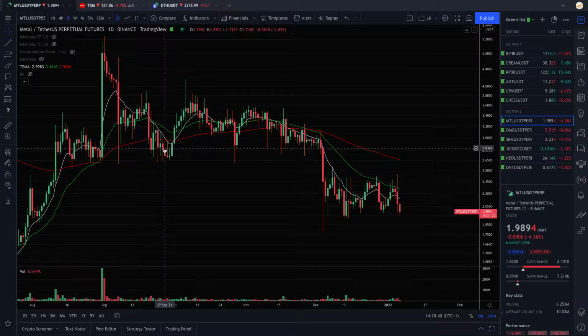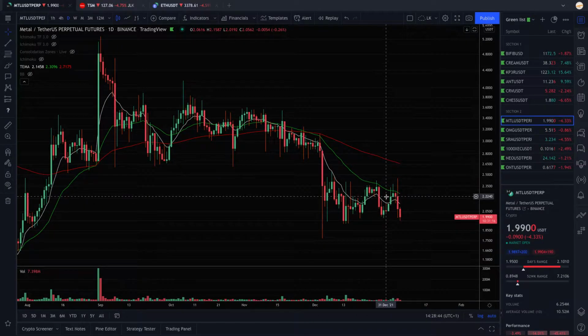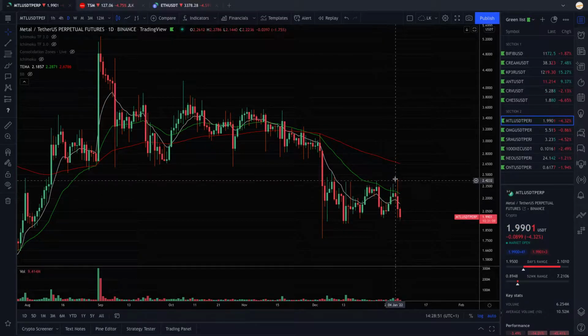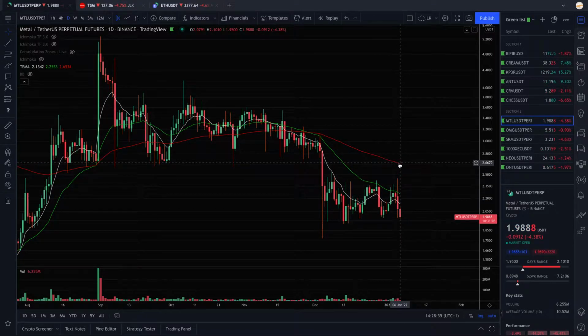So EMAs are very simple to spot trends. If you're looking for a bearish trend, the rule on EMAs for bearish trends is that the long-term EMAs are always above the shorter-term EMAs. You have the 100 EMA, the 30 and the 10. The 100 will always be above the 30 and the 30 will always be above the 10.